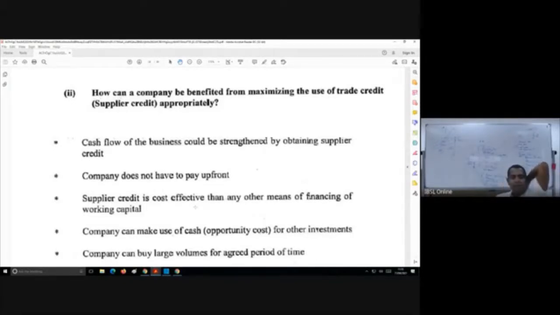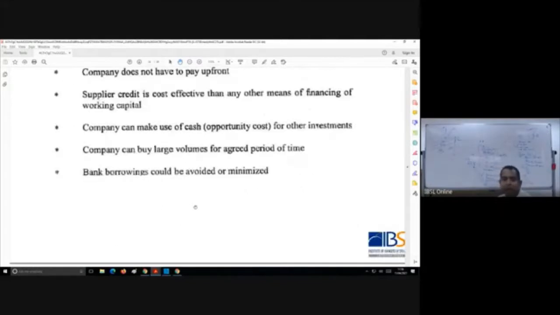Company can buy large volume of agreed period of time. When you buy large, you get lower prices, but if effectively moving in the market. Bank borrowing could be avoided or minimized because then you need security, you need your personal commitment and everything. But if you get creditors to fund you, all the hassle goes away. But it has to be at low cost than the bank borrowings.